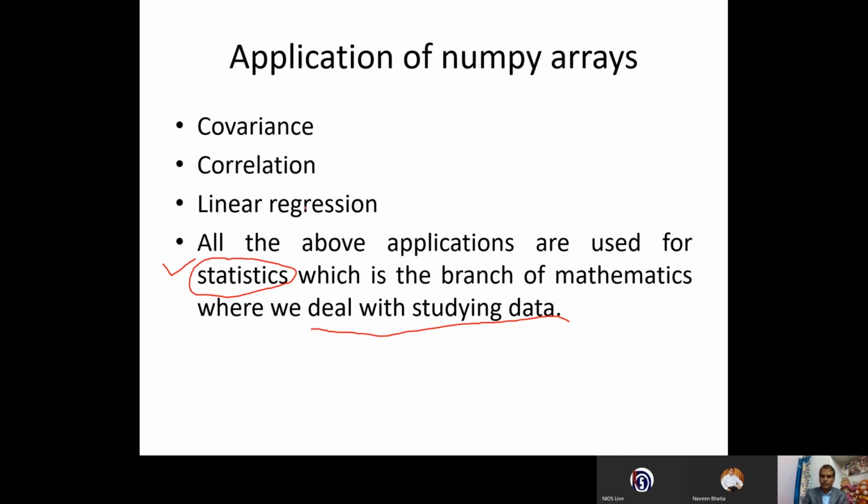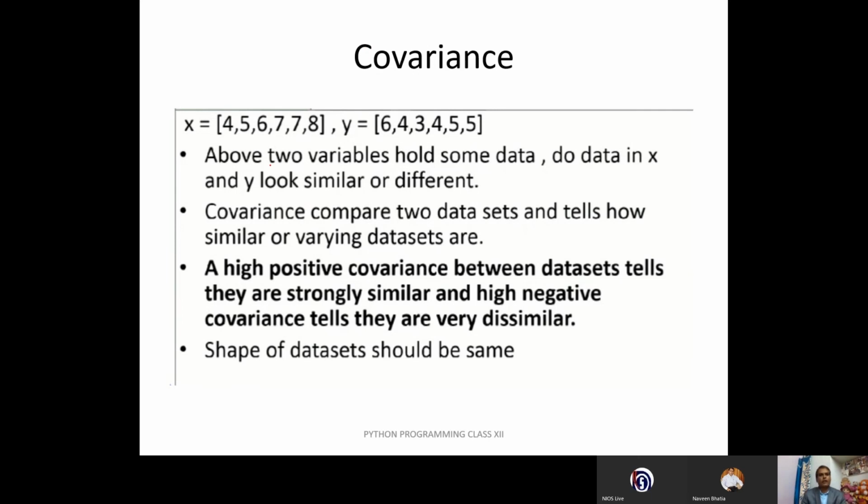Let's start with covariance. What is covariance? Covariance will find whether the data is related or not related. It will compare two data sets and tell how similar or different they are. We can understand, with the help of covariance, if they are highly similar or highly dissimilar. A high positive covariance between data sets tells they are strongly similar.